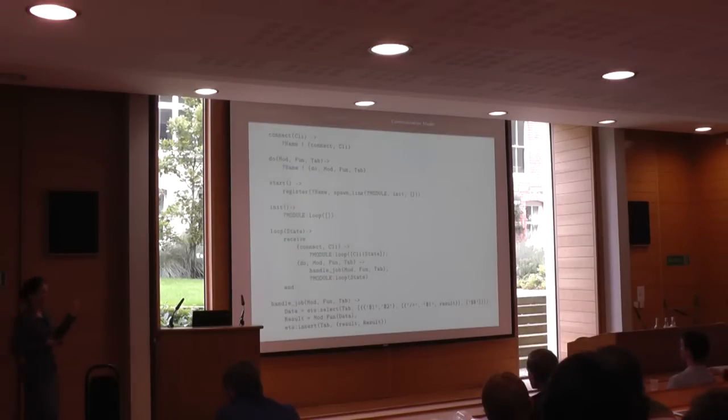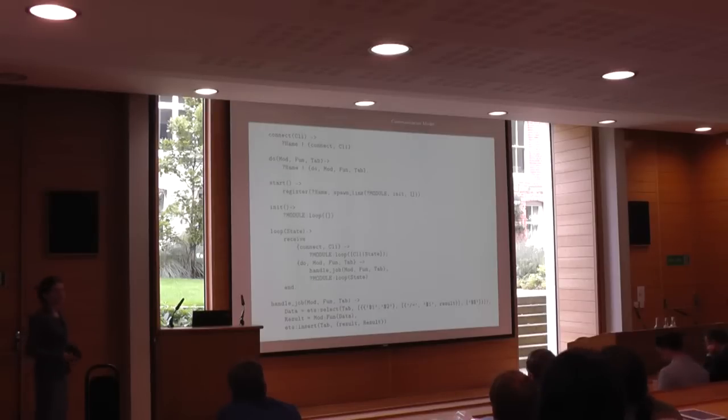Here's a bit simplified example from the paper. Just see some constructs from it. We register a server. The server waits for messages from the clients. The clients can connect to the server, and the clients can send jobs to be executed by the server.